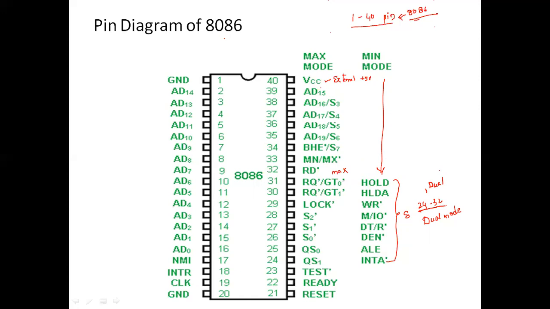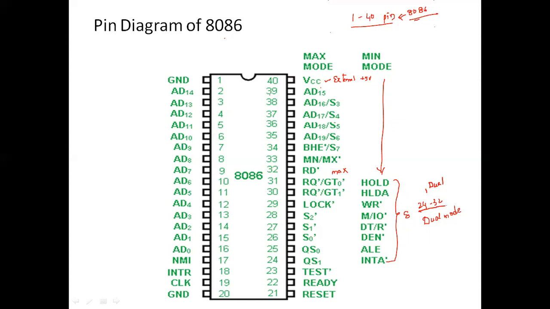Now we will see each and every pin. The 40th pin is VCC, which is the power supply for the 8086 microprocessor. We need to give an external power supply of plus 5 volts in order to operate this 8086 microprocessor.